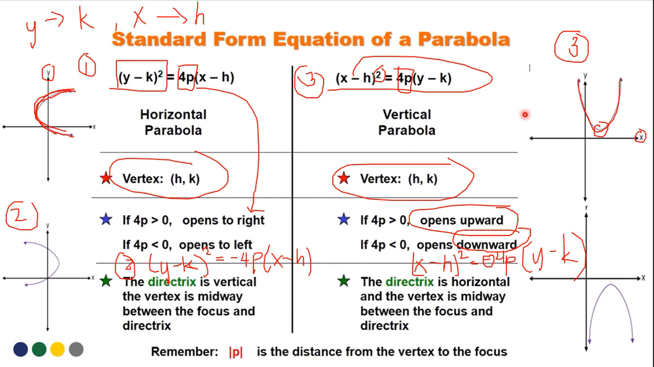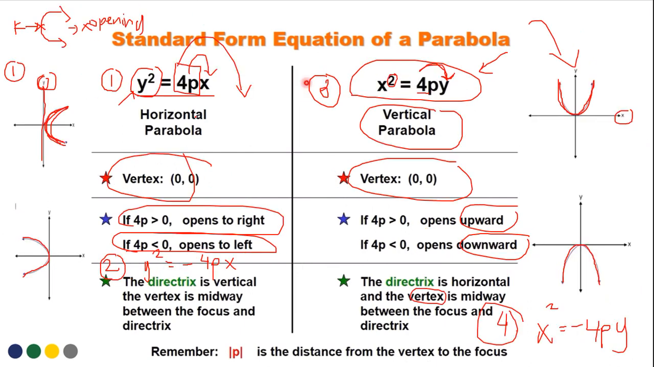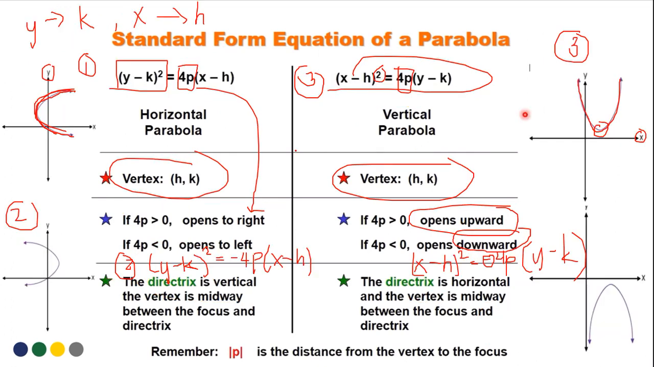Review tayo. So we have number 1, if the vertex is 0, 0 and y squared is equal to 4px. Second formula, if positive po, the opening is to the right. If the opening is to the left, y squared is equal to negative 4px. If the opening is upward and x po yung may exponent, x squared is equal to 4py. And if it is downward, the formula that we're going to use is x squared equals negative 4py. Same goes with this one.